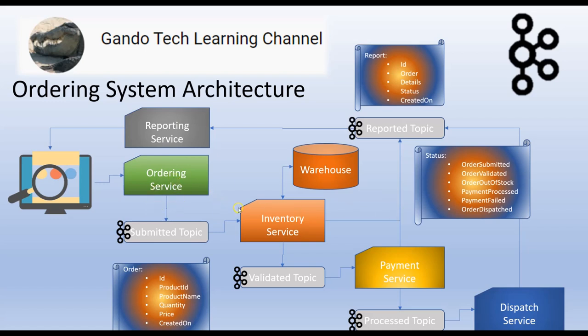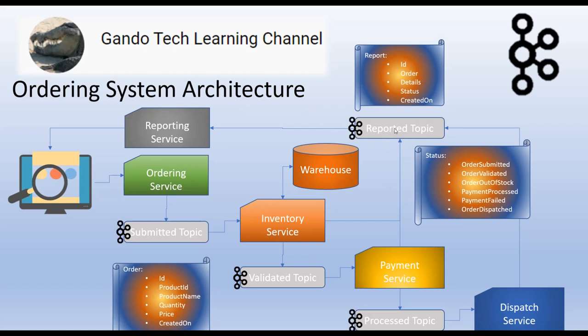In the middle of these microservices, as you can see, we have some Kafka topics. Between each microservice and the reporting service, we have a specific reporting topic, which collects all the information.